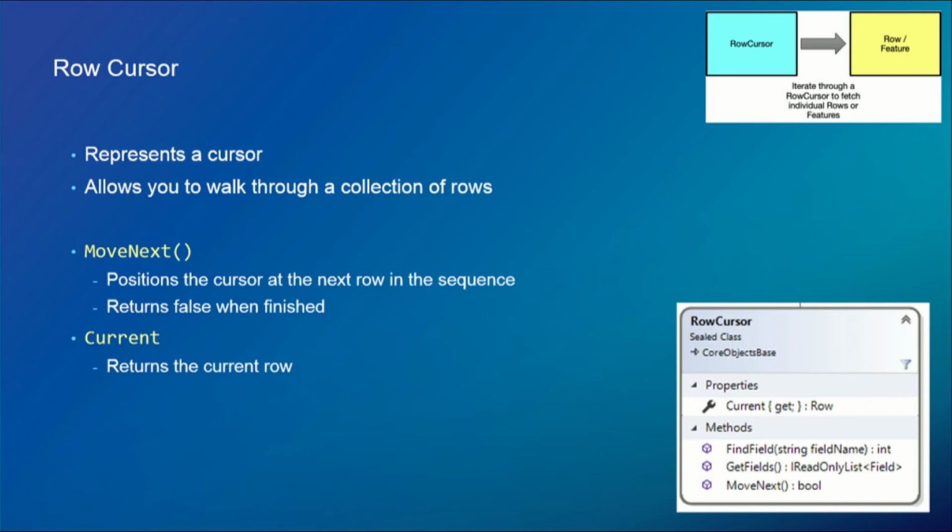Worth pointing out that every time you call Current, it does return a row, and that row in C# must be disposed. So you can use a using statement around that, or you can manually dispose it. But if you don't, it's going to keep that row around.